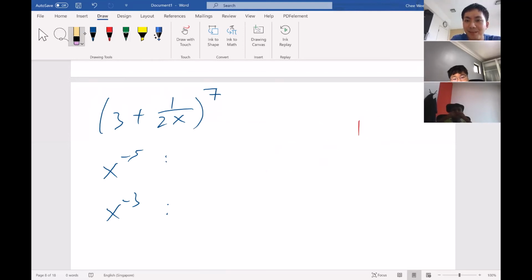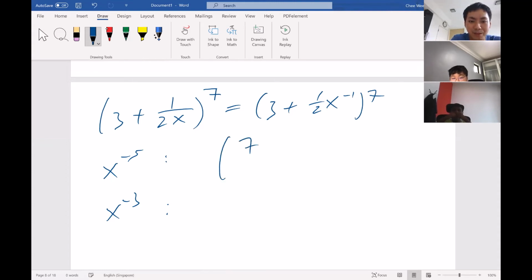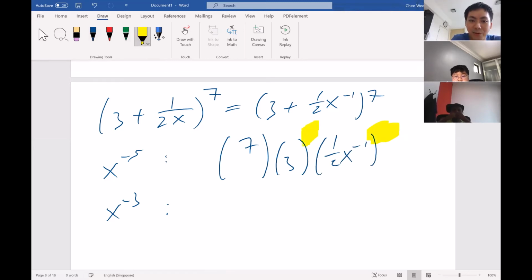So you see, this is actually (3 plus half x to the power of -1) to the power of 7, isn't it? Then I have 7 choose something, 3 to the power of something, half x to the power of -1 to the power of something. If I want power -5, what must this be? 5. That's it, understand? Because the laws of indices will help you in this case. So if this is 5, the other one must be 2, and this must be, let's say, 2 or 5, up to you.